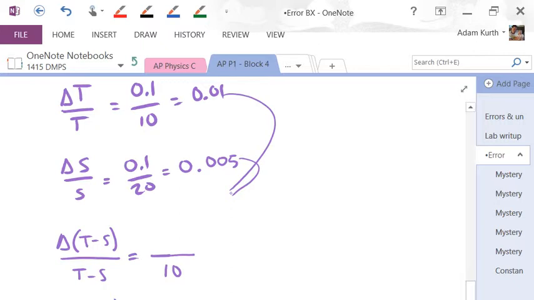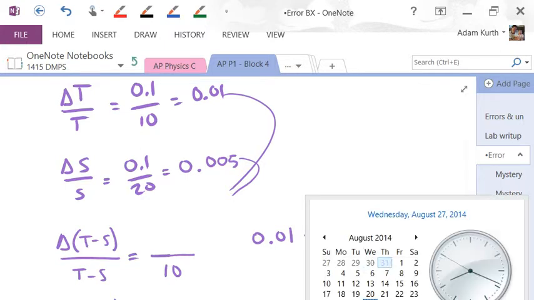Okay, so am I understanding this correctly? Does that mean you're kind of splitting these apart and saying that this would be delta t over t minus delta s over s? And then maybe we could try delta t over t plus delta s over s? Does that sound like what he's saying? Okay, so if we try that, let's try it. This one would be 0.01 minus 0.005, which is going to give us how much?